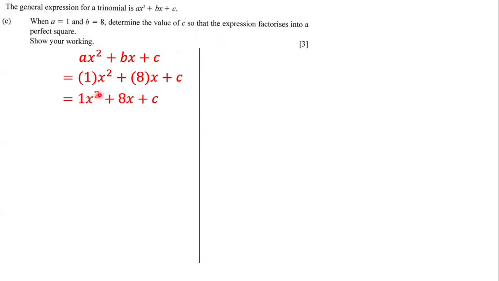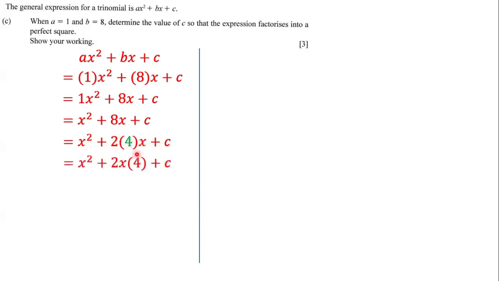What is 1 times x squared? Well, 1 times x squared is x squared. And so we have x squared plus 8x plus c. But what is 8x? Well, we can express 8x as 2 times 4 because 2 times 4 is 8. And so we have x squared plus 2 times 4 times x plus c.